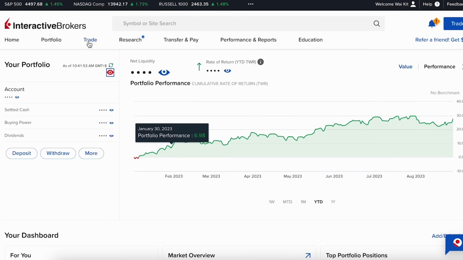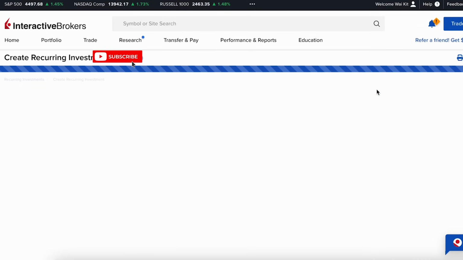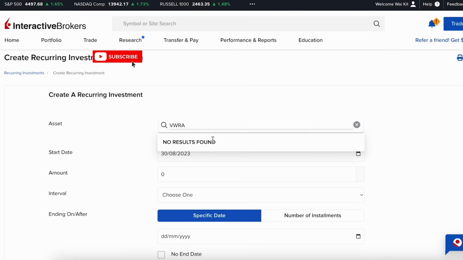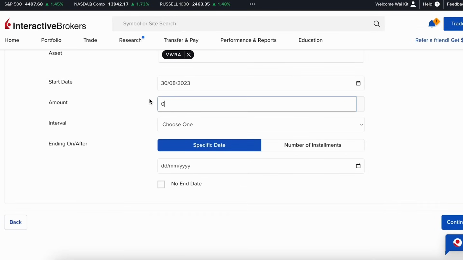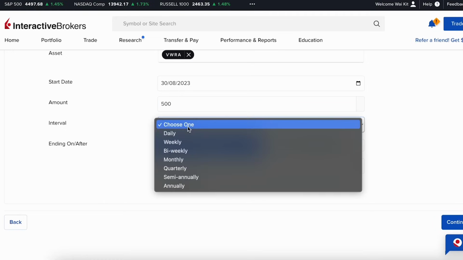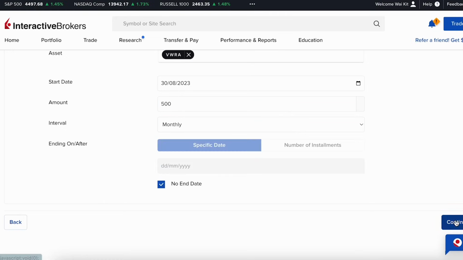The golden question is, of course, how to set up this recurring trade. So you have to log into your Interactive Brokers platform, select trade, then recurring investments, and create a recurring investment. So you can add the ticker, what stock you want to invest in, the date, the amount, the interval, and the end date if there is any. So I put perpetual or no end date, then save investment.